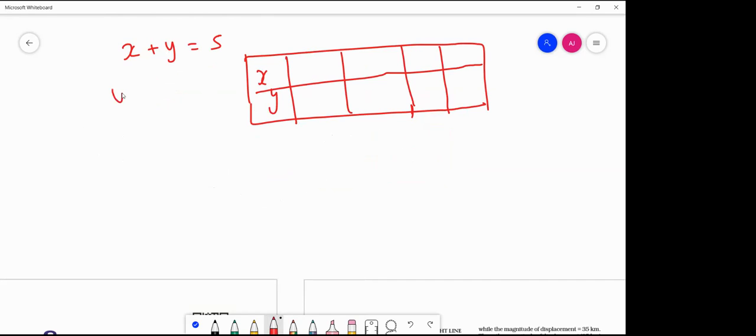So if I put it, it will be like y equal to 5 minus x. If I put x equal to 0, y will be 5. If I put x equal to 1, y will be 4. If I put x equal to 2, y will be 3.